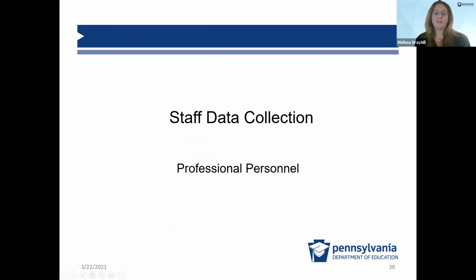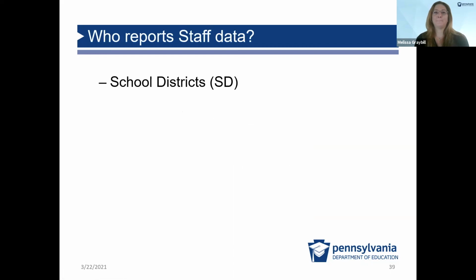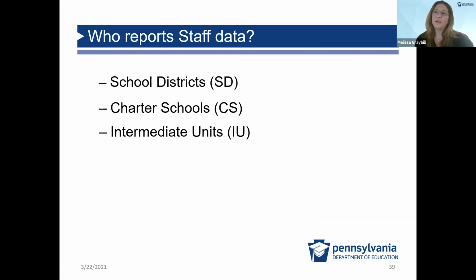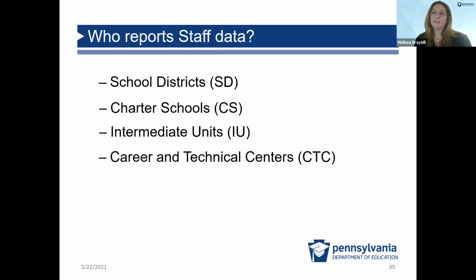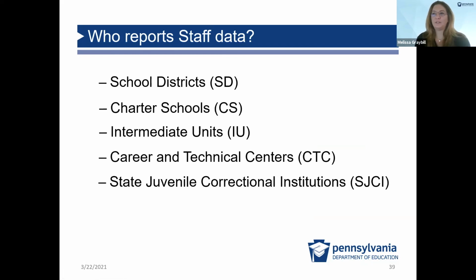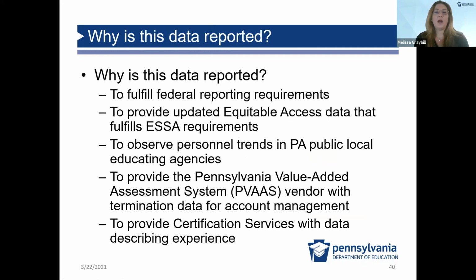And first up, we're going to go through professional personnel and who reports staff data. School districts, charter schools, intermediate units, CTCs, and state juvenile correctional institutions. So then why do we collect this data? This is part of the federally mandated reporting requirement. That is the reason that staff data is collected on October 1st. Federal guidance dictates that snapshot date. It is also used to update equitable access for ESSA requirements.